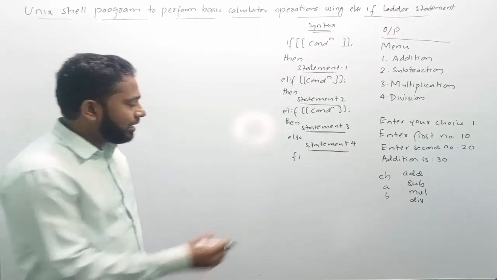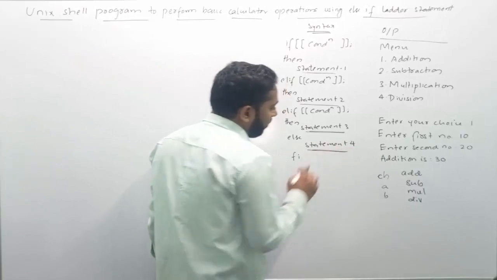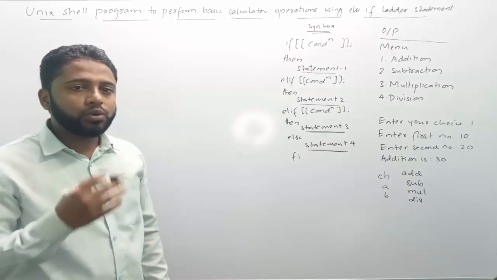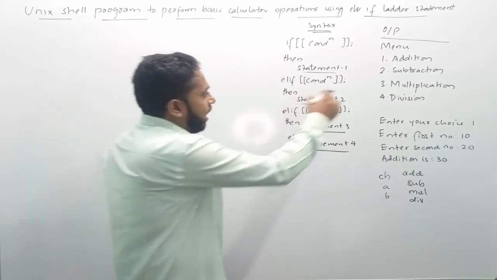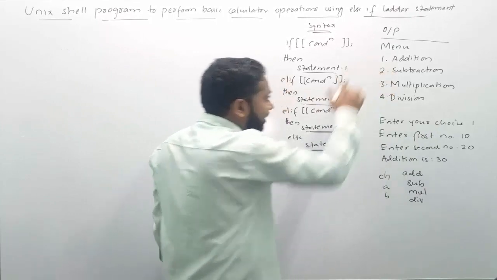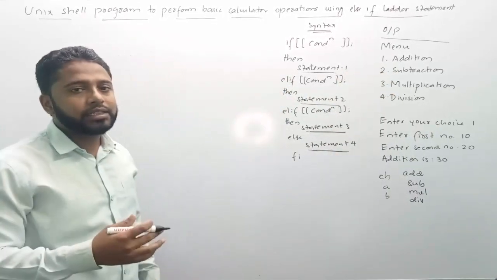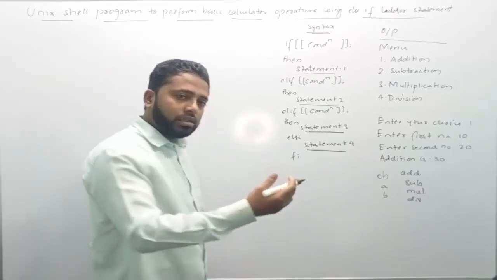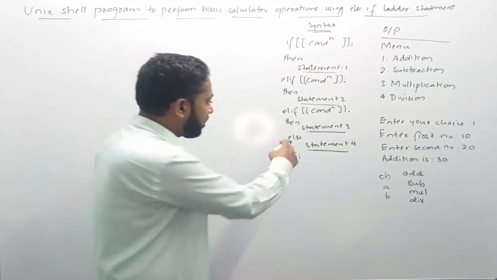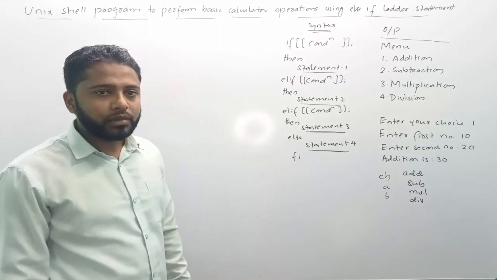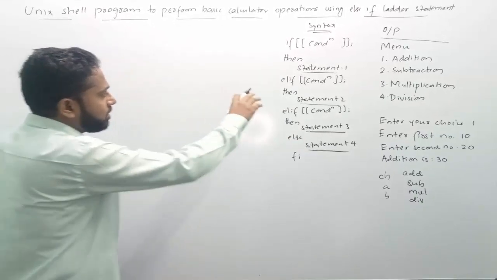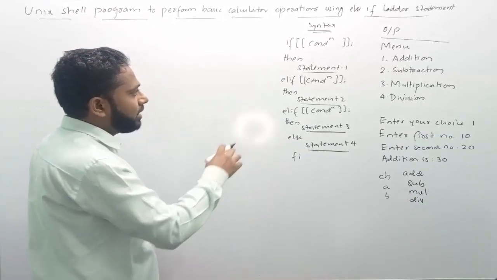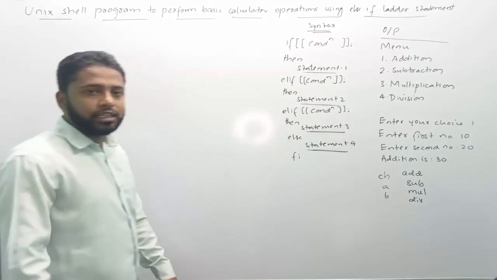Okay, so in our program, this statement 4 will get executed whenever the user enters any number other than these four numbers. Let us say the user enters 5 or 6. In that case, I must redirect the control in the program to this else statement. So now let us use this else if ladder syntax to create this program.